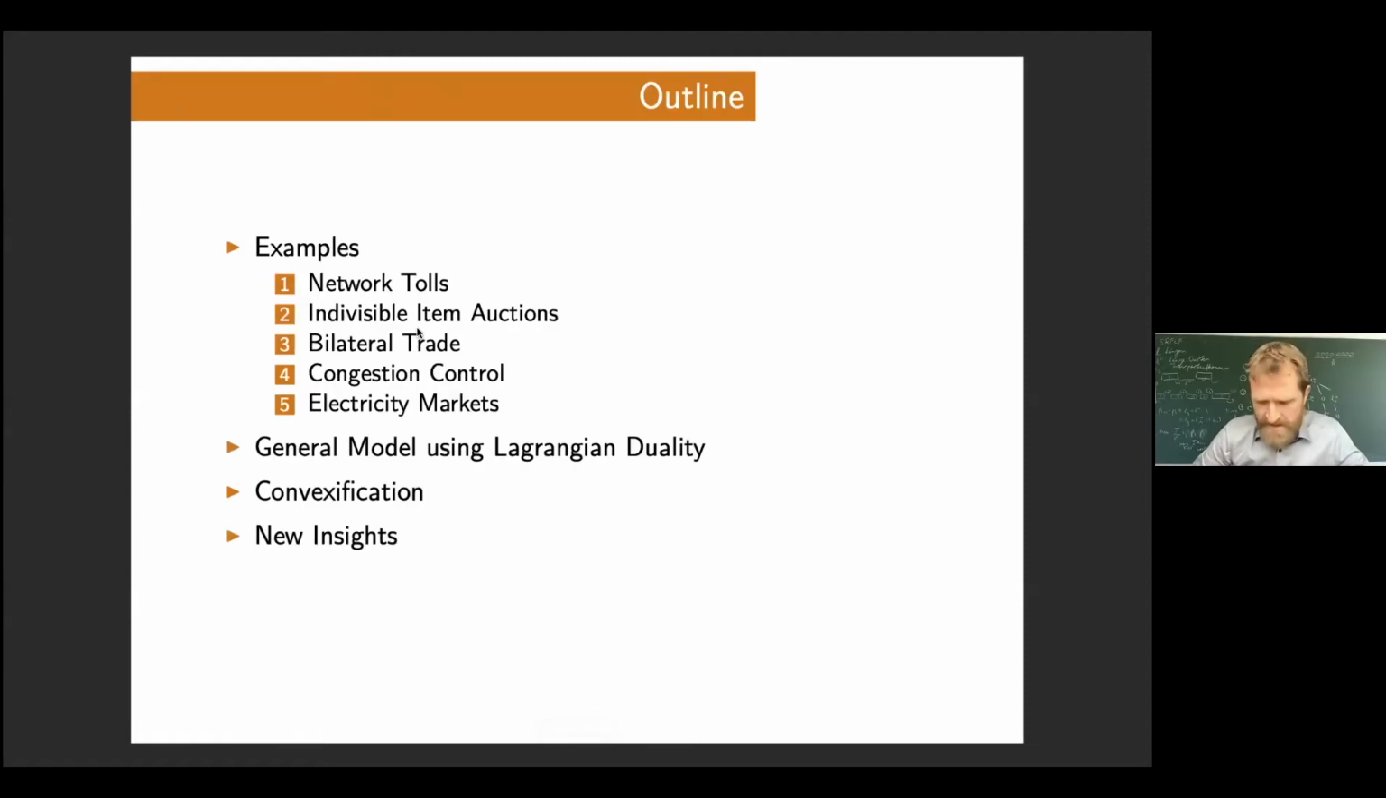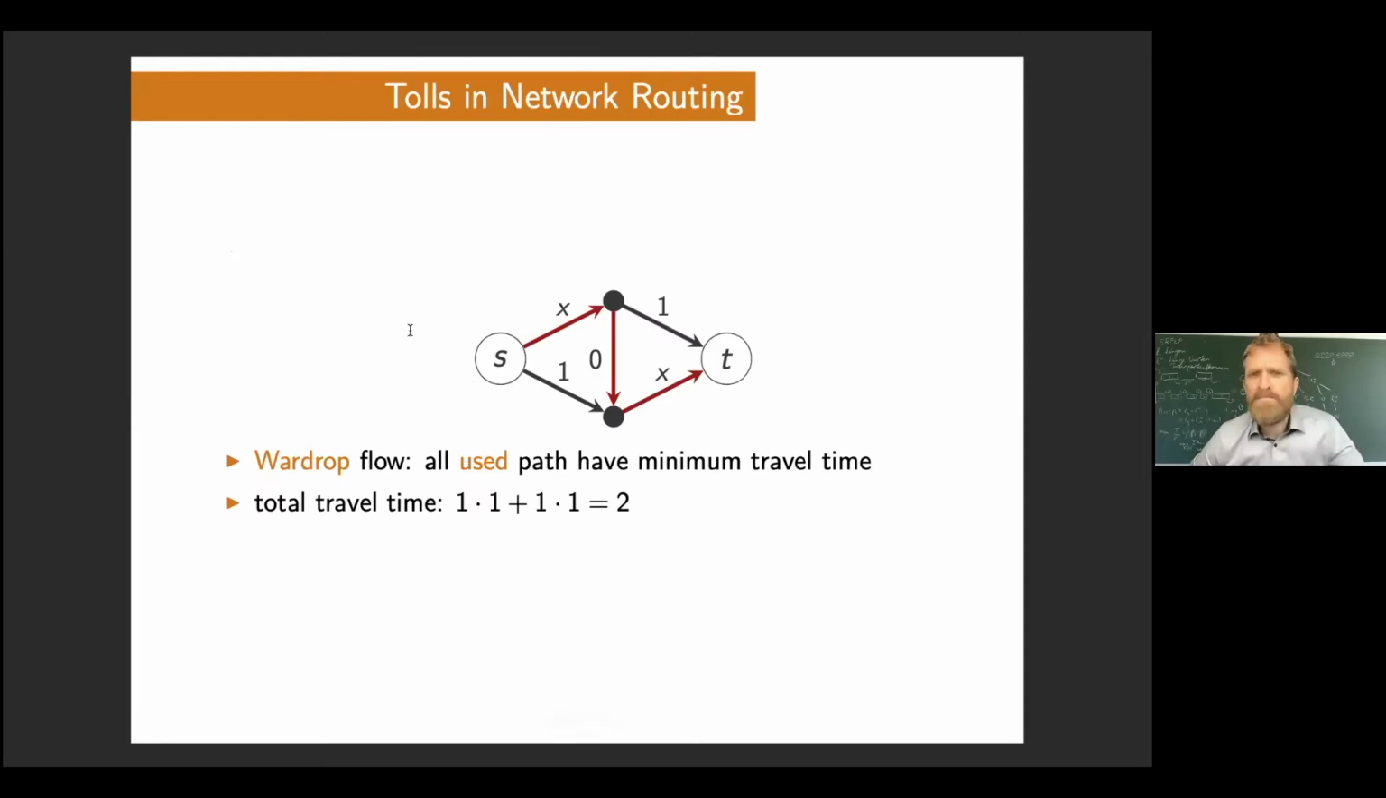And let me start with giving you several examples that motivate the model I'm going to present and to which we will return later to interpret some results in these models. So the first model, pricing: think of tolls in a road network.